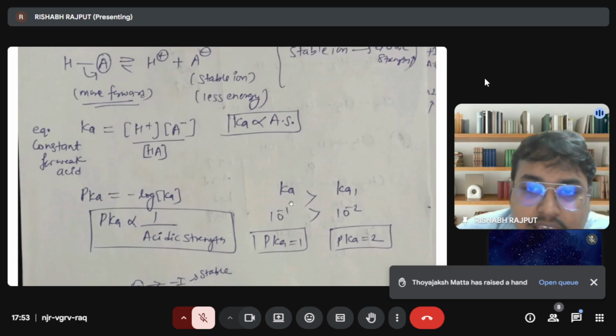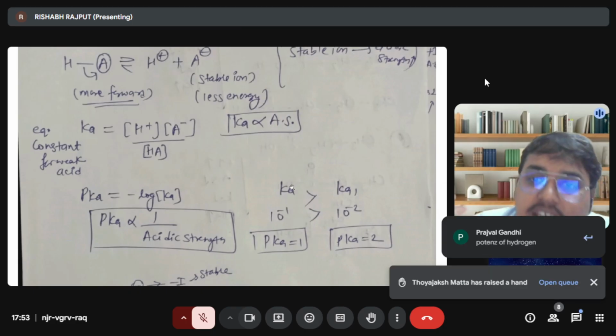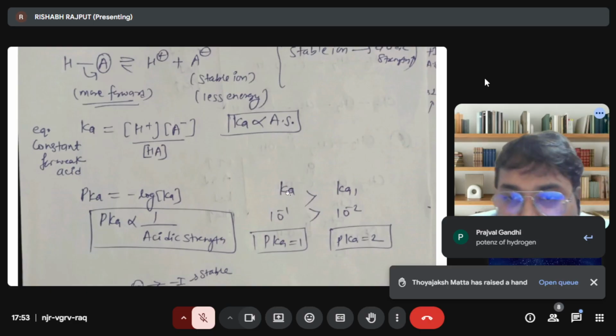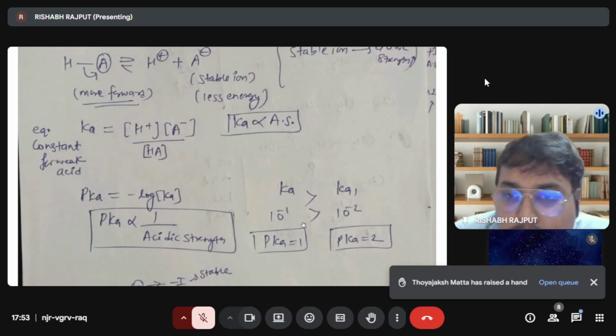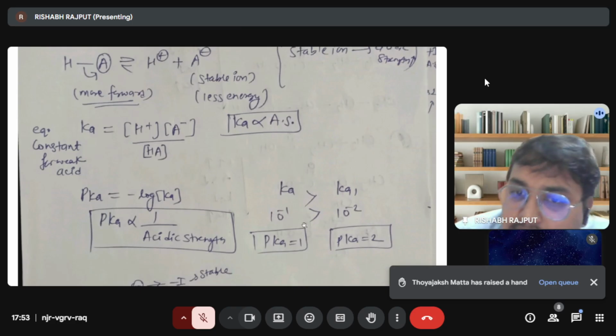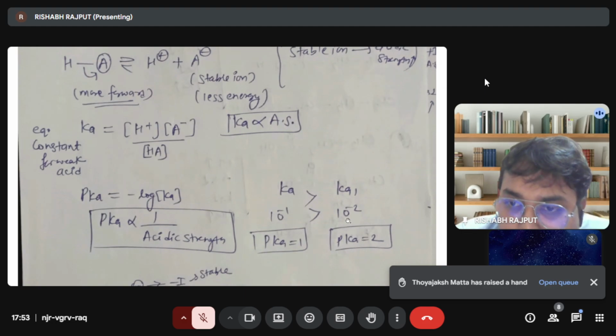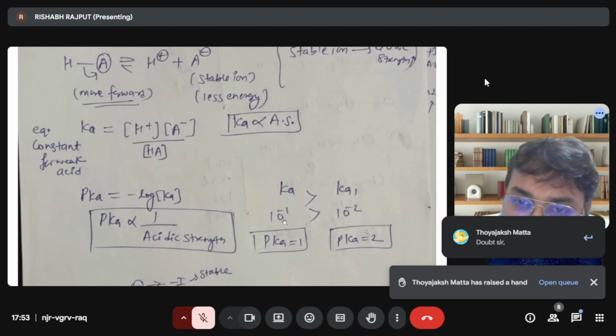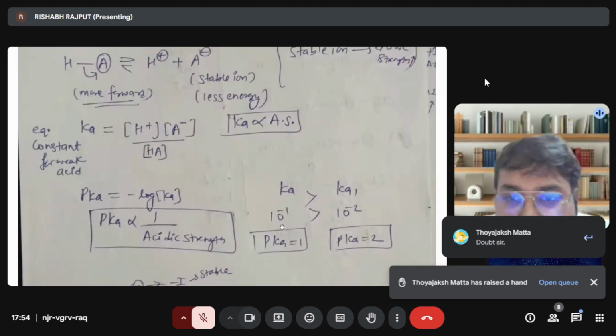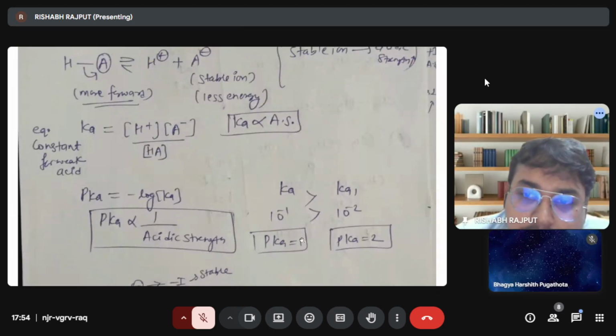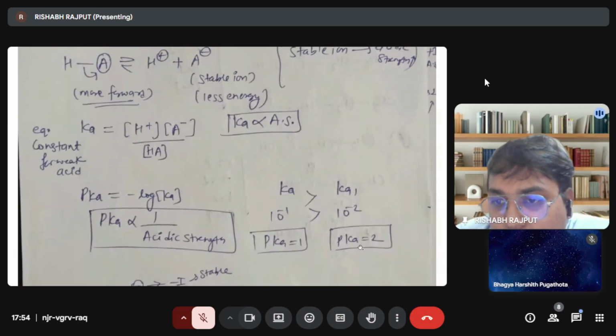If Ka value is more, that means acidic strength is more. So if your Ka value is 10 to the power minus 1 and another Ka value is 10 to the power minus 2, in this case you can say, sir, 10 to the power minus 1 is greater than 10 to the power minus 2, that is why this has more acidic strength. I can understand, you are right. But if I convert this Ka value into pK, 10 to the power minus 1 gives a pK value of 1, and 10 to the power minus 2 gives a pK value of 2.